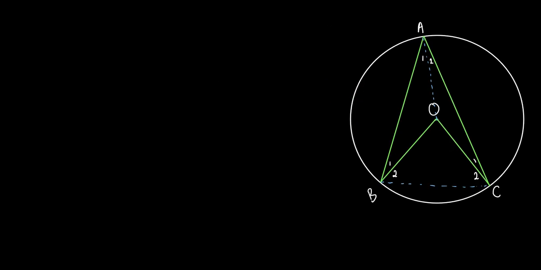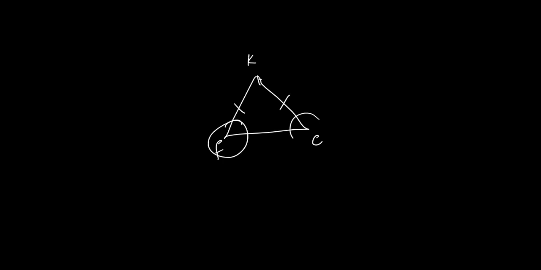Before we go here, I think I was supposed to start here: if I have a triangle KFC, and I'm given that KF is equal to KC, what can I conclude about these two angles? So we say angle F is equal to angle C. That's correct. What is the reason that we use? These are angles opposite equal sides.